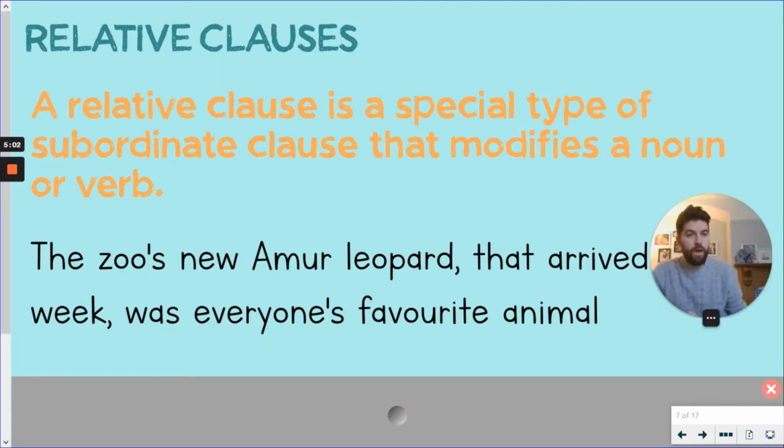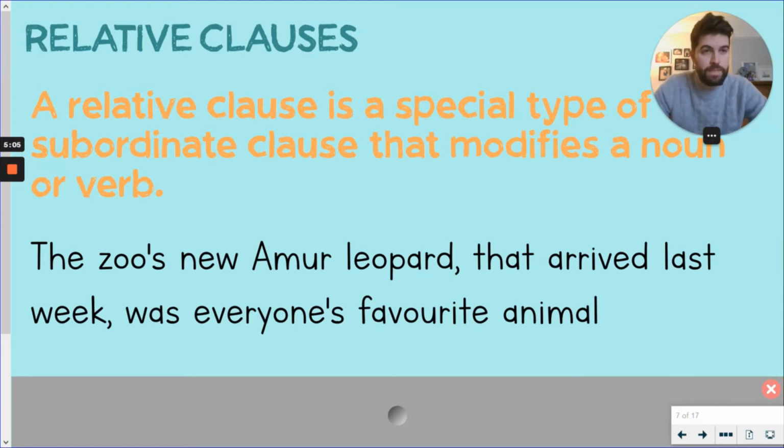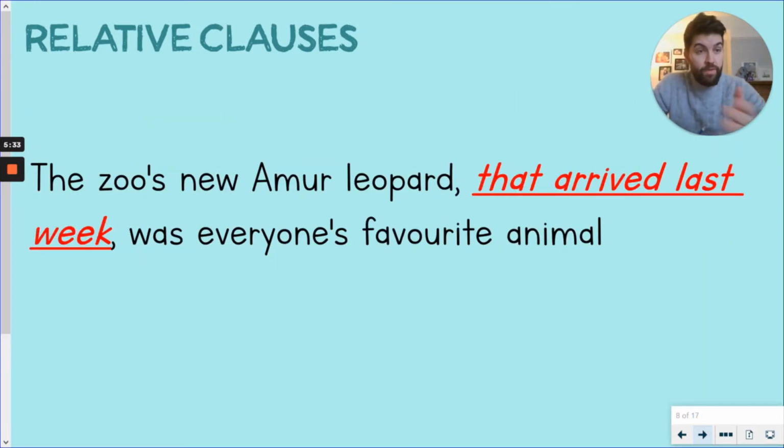Here's an example of a relative clause sentence. The zoo's new Amur leopard that arrived last week was everyone's favourite animal. In this sentence, we are talking about a new leopard being everyone's favourite animal. That's the main clause of the sentence. The main clause is that the zoo's new Amur leopard is everyone's favourite animal. The additional information, the relative clause, is that the animal arrived last week. And I've shown you that there by underlining and highlighting that text. That is the relative clause that's been added into the sentence.